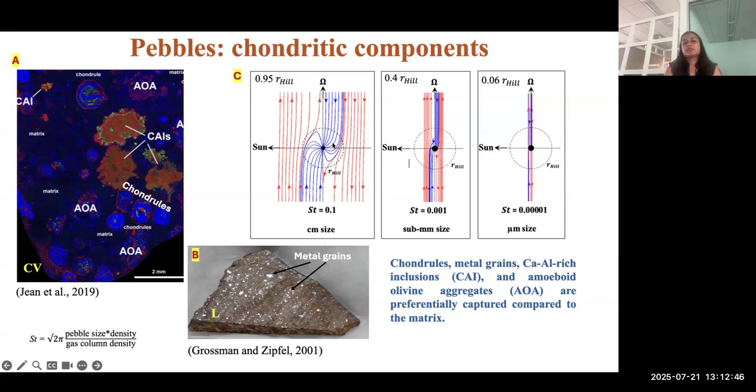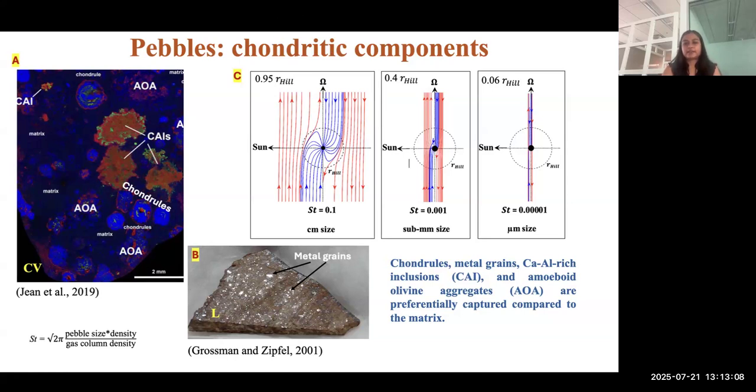The blue curves correspond to streamlines for those pebbles which are settling, so they're being captured by the protoplanet. And the red curves are just passing by the protoplanet. They're not captured. This number here shows the capture radii, or capture diameter actually, as a function of the Hill radius, okay?